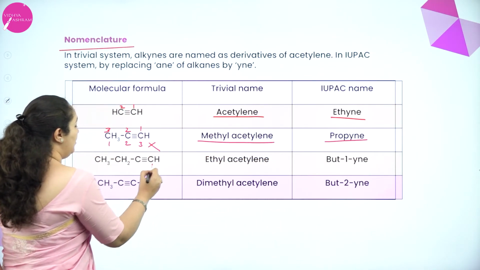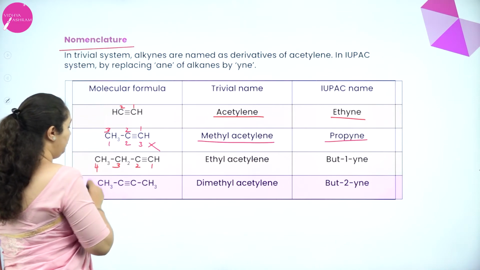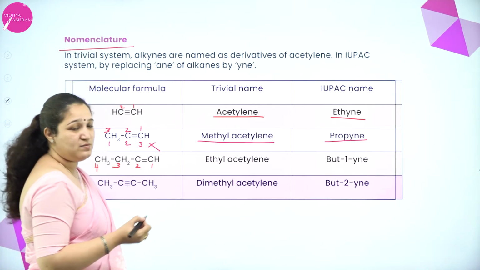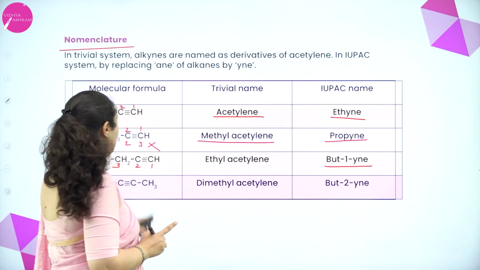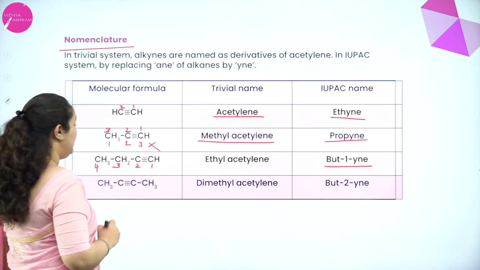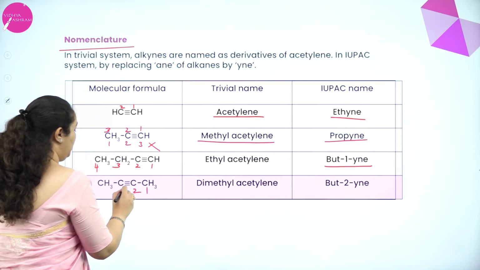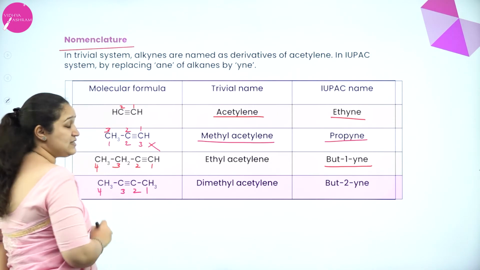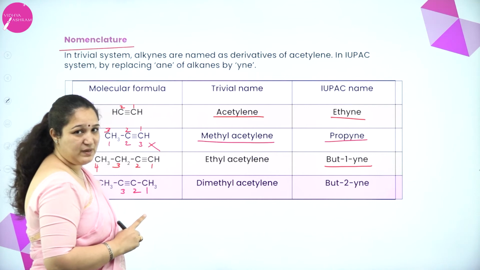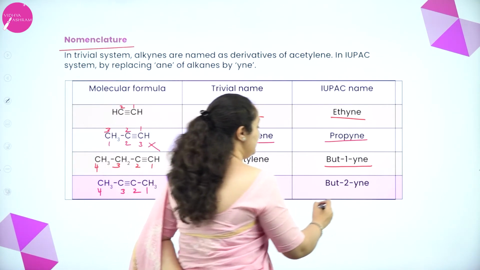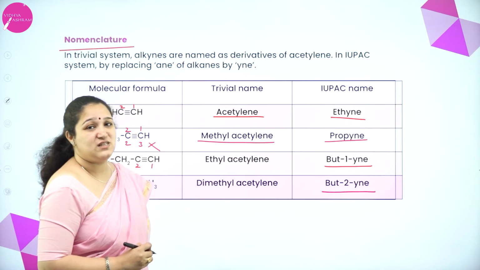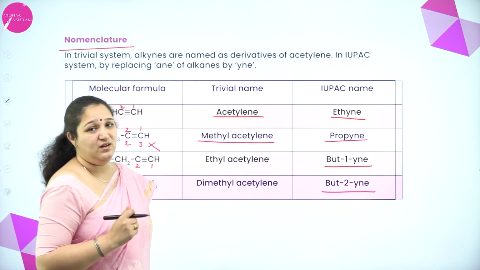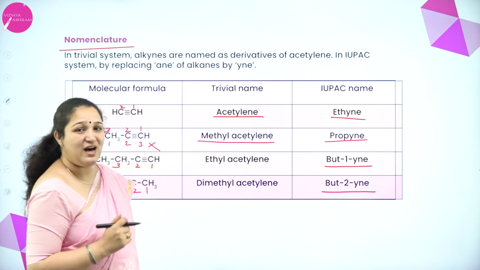Next one again, 1, 2, 3, 4. So, 4 carbon atoms, it is but-1-yne because the triple bond is at the first carbon atom. Next, if you see 1, 2, 3, 4, it is between the second and third carbon atom. So, the name is but-2-yne. So, this is the way that you name the hydrocarbons, that is alkynes.